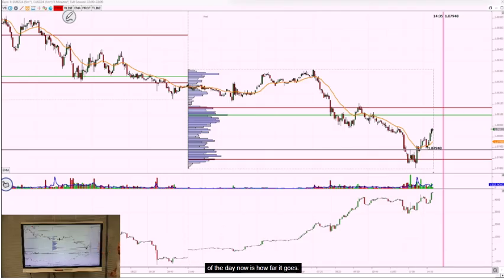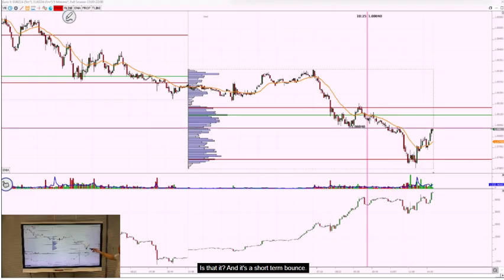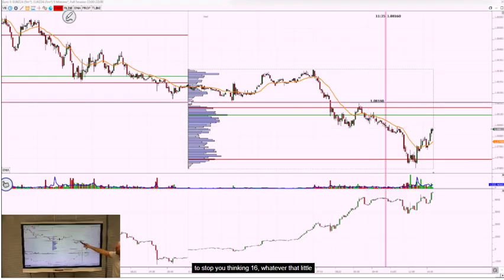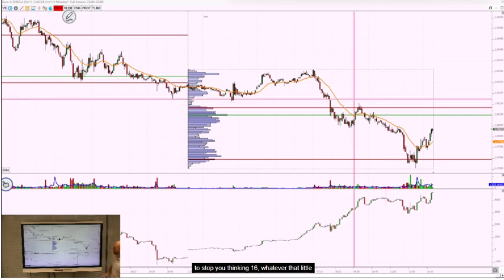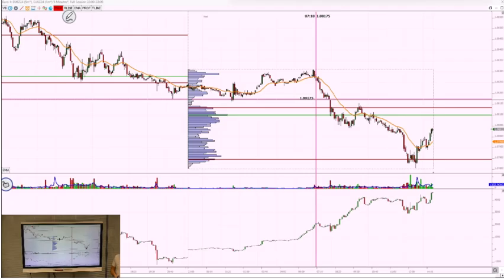The question for the rest of the day now is how far it goes. Is that it, and it's a short-term bounce? If it gets through 0804, then there's not really much to stop you thinking 16, whatever that little area here, 16, 17 would be your next target. At the moment, currencies are not exactly moving quickly, so it's not a thriller of a trade. It could end up taking you until the European close to extract maybe 20 ticks, and that's going to be about it. But technically, it makes sense.